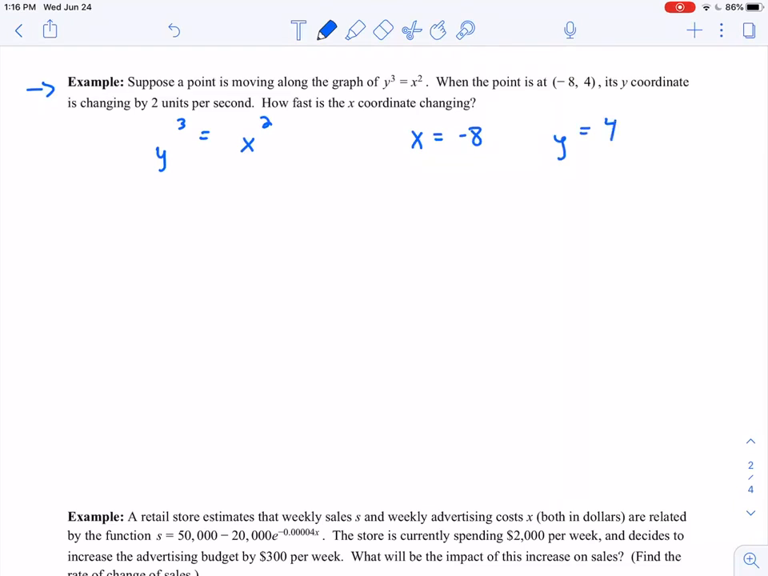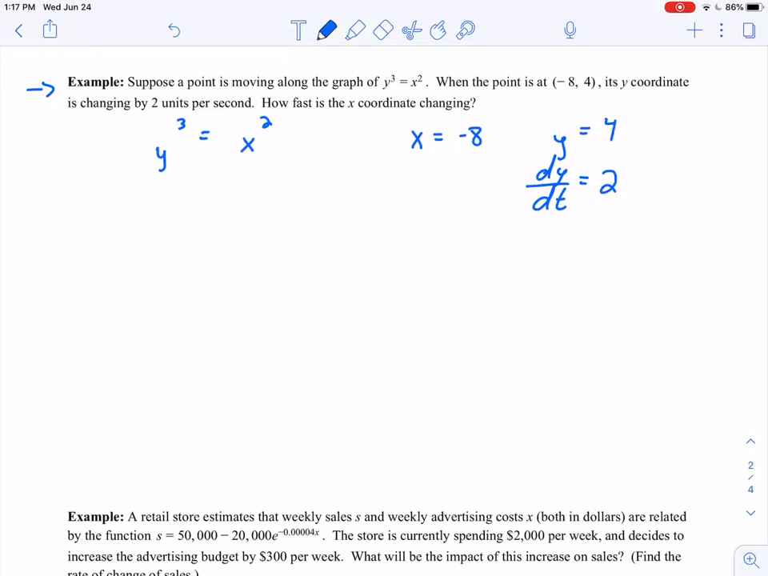Let's see, what else do we know? Its y coordinate is changing by 2 units per second. So a few things jump out at me. First is the word changing. Anytime we think about change, I want you to be thinking about the derivative. And then the other thing I see is this rate right here, 2 units per second. Anytime you see a rate like this, we're talking about the derivative. So we're talking about the derivative of its y coordinate, so that means dy over dt, or y prime. It says 2 units per second.